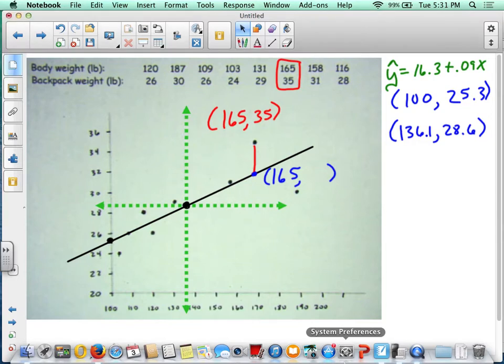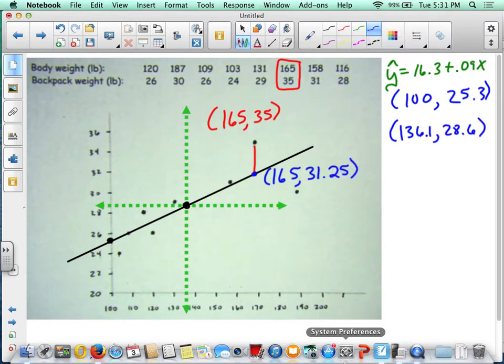All right. So 31.25. Okay. Now, you're going to use these two values.